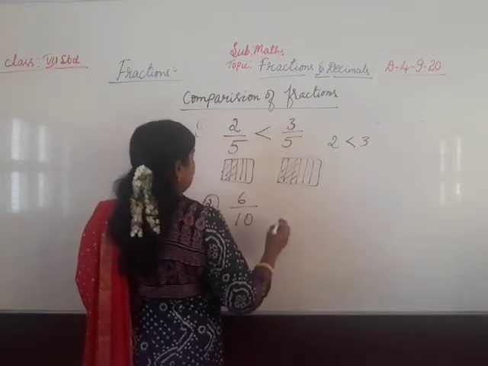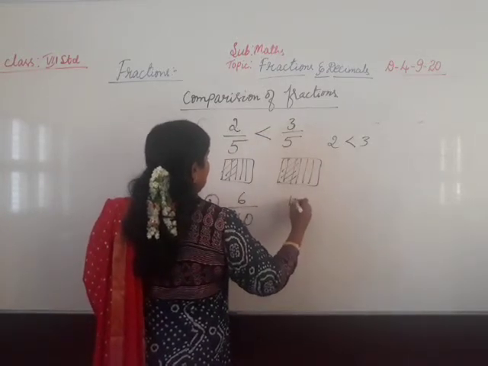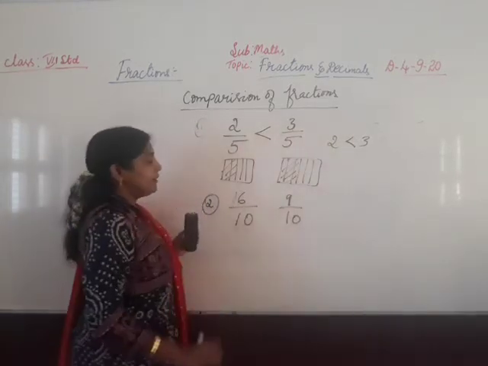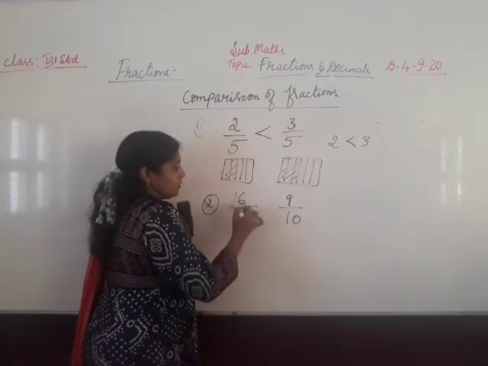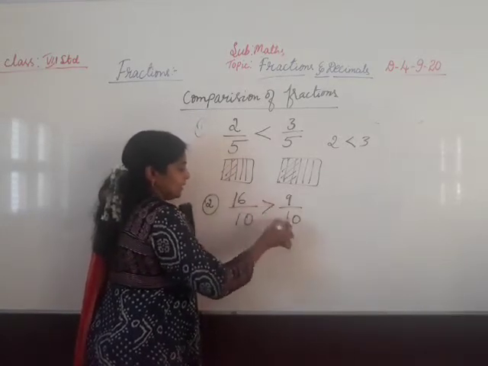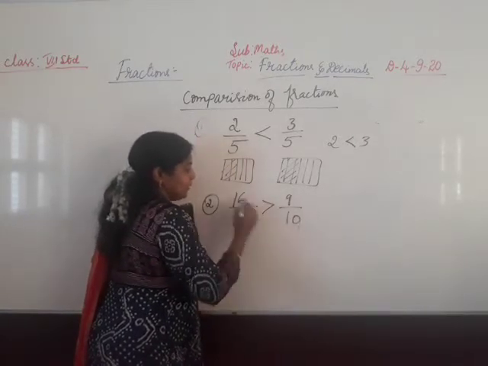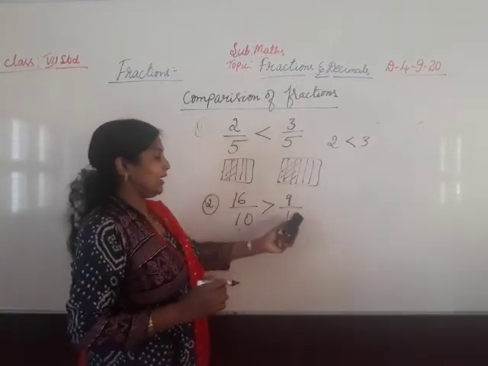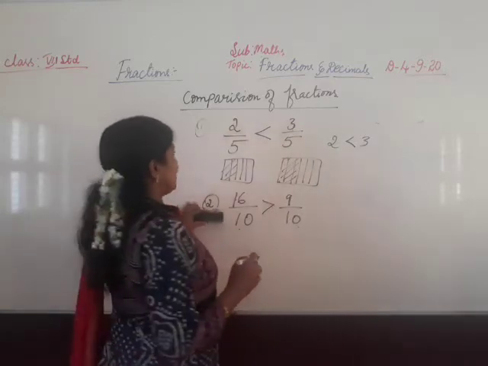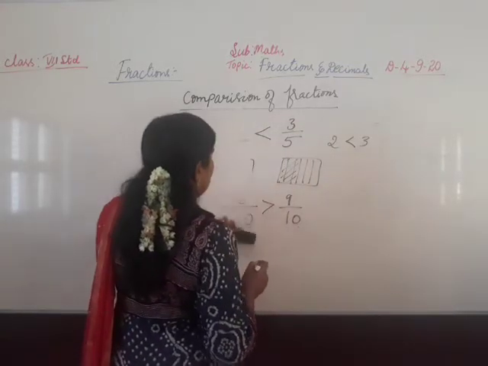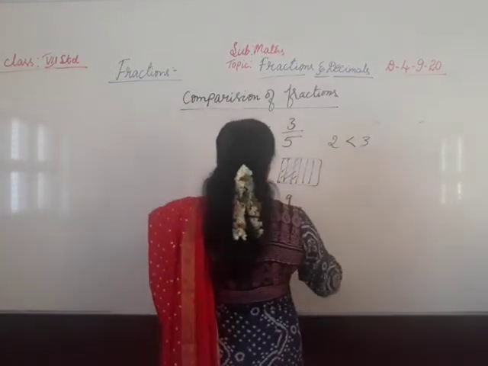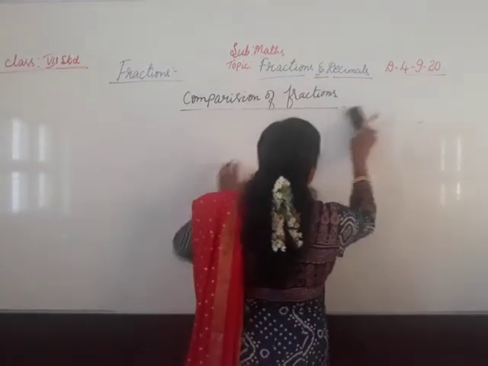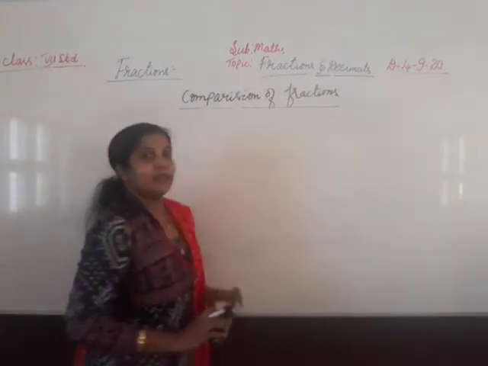6 by 10, 9 by 10. 6 by 10 is less than 9 by 10, because denominators are the same and 6 is less than 9. So by comparing fractions with the same denominator, the fraction with the lesser numerator has a lesser value, and the greater numerator has a greater value.